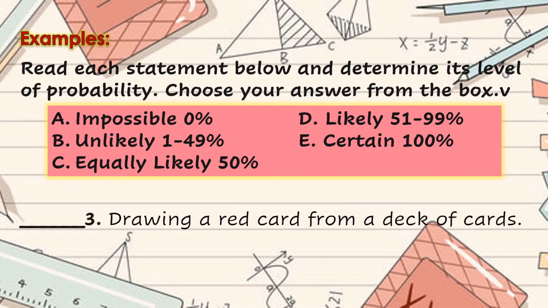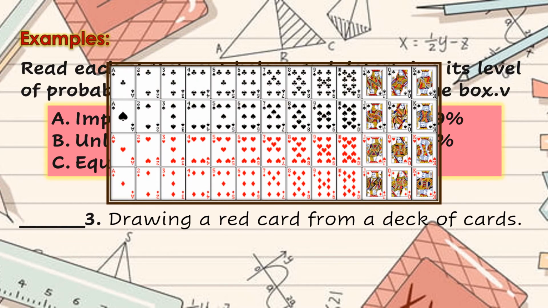Number 3, drawing a red card from a deck of cards. So, ang deck of cards, ito yung complete set ng mas kilala natin sa baraha. Ayan. So, mayroon tayong 13 for flower suit. So, from ace to king. Ganon din kay spade, kay heart, at kay diamond. So, 13 times 4 is 52.